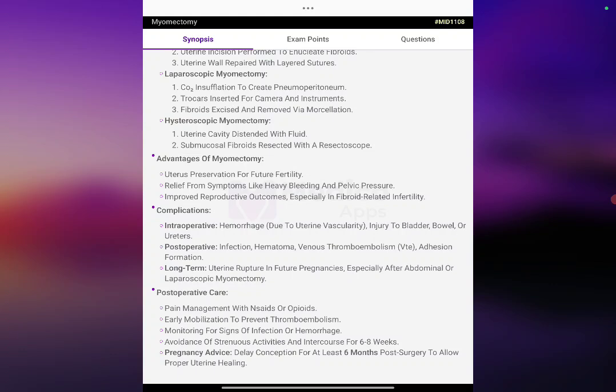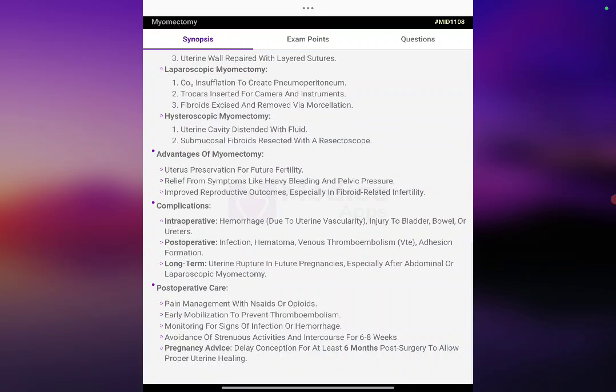Complications. Intraoperative: hemorrhage due to uterine vascularity, and injury to the bladder or the ureter. Postoperative: infection, hematoma, venous thromboembolism, adhesion formation. Long-term: uterine rupture in a future pregnancy, especially after abdominal or laparoscopic myomectomy.